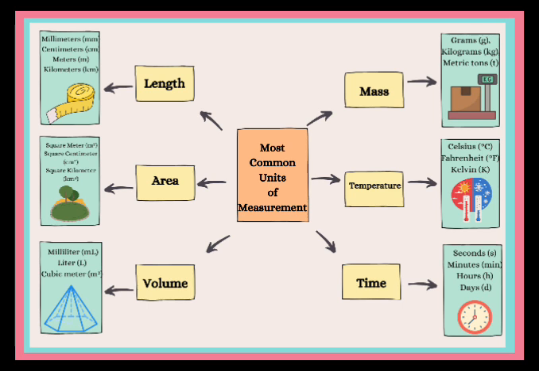The last one would be time. Time measures the duration of events or intervals between occurrences. We use units like seconds, minutes, hours, and days. Seconds are precise, like counting heartbeats or the duration of a blink.